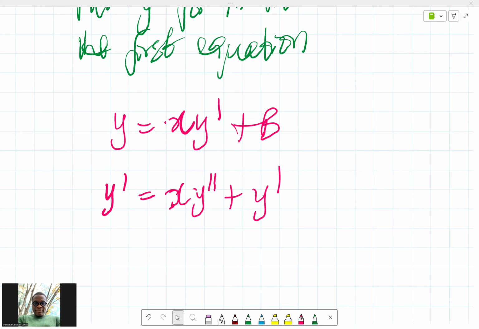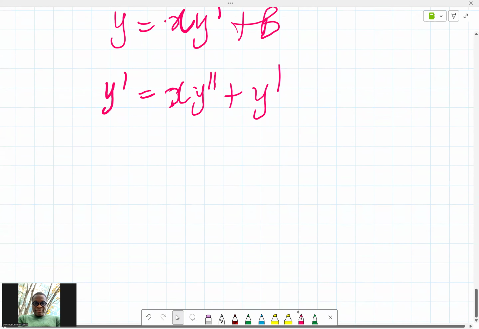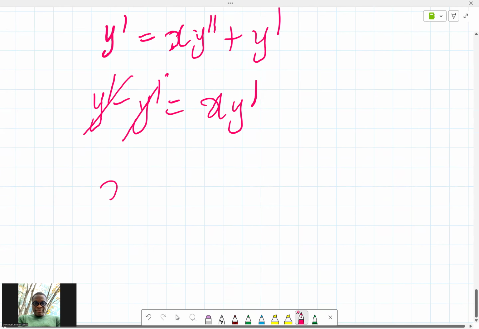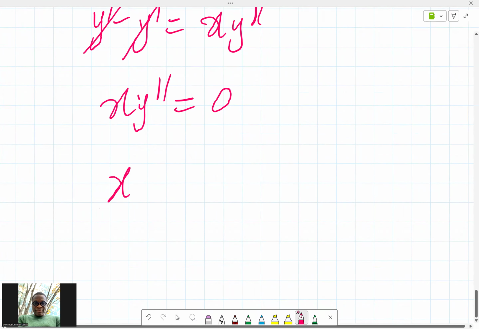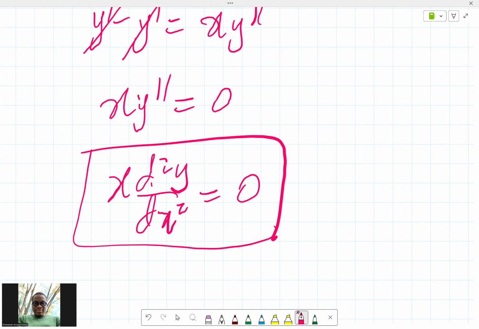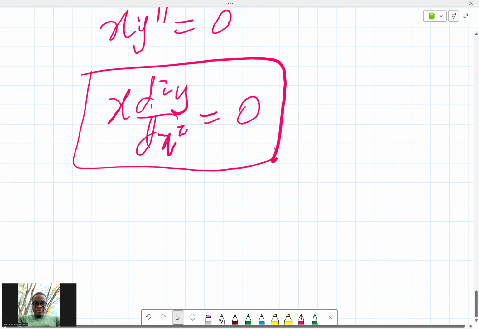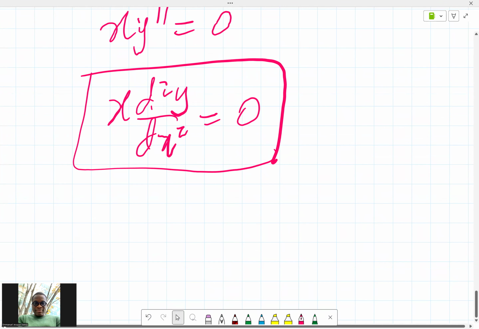From all we can see here, we see again that y prime minus y prime is equal to x y prime prime. So at the end of the day, this just cancels out, and we have x y prime prime equal to 0. That is x d squared y over dx squared equal to 0. That's the differential equation from it, having eliminated both a and b. So we basically form differential equations from functions by eliminating the constants in the functions. With that done, we are good to go to the next thing.